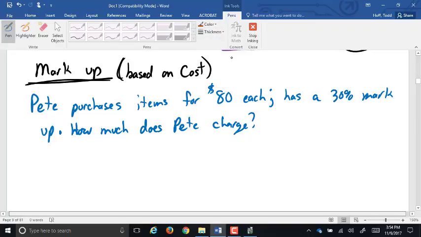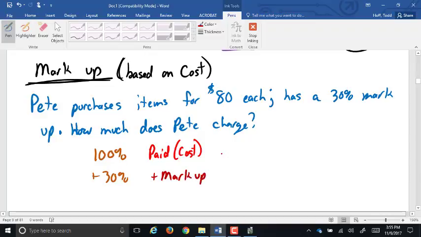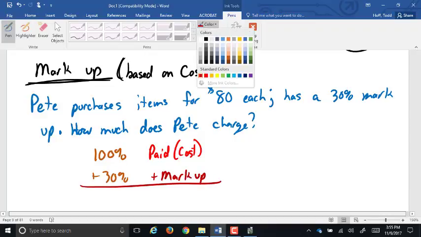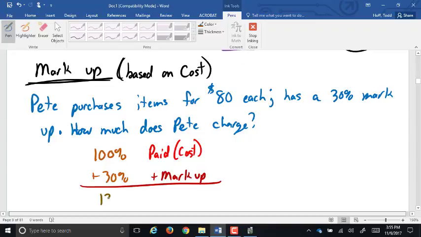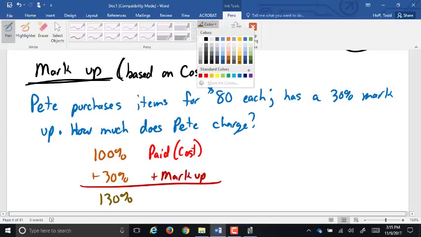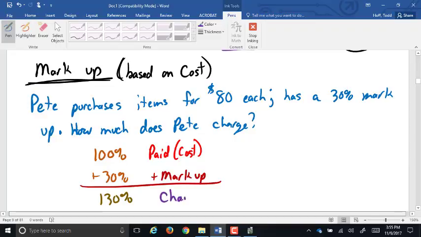So here, again, we could find that 30% and add it on. But we have 100% represents what Pete paid for them. In other words, that's Pete's cost. We've added 30% to it. That 30% is the markup. If I add those together, 100 plus 30 is 130%. That is the amount that Pete is going to charge when Pete sells them to customers.